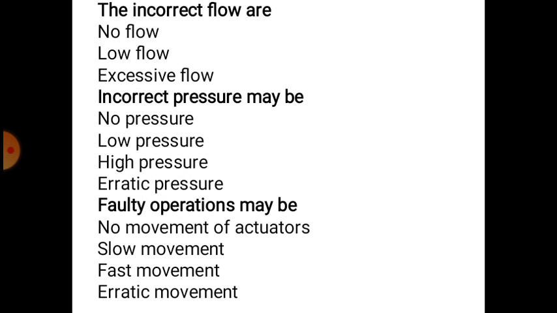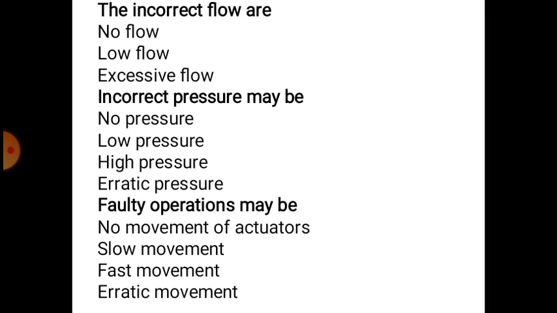The incorrect flow. There may be no flow, low flow or excessive flow. Flow of the fluid is of prime importance in the hydraulic system. It is always necessary to maintain the correct and designed flow so that the system operates at its peak efficiency. Three situations may arise, that is no flow, low flow, and excessive flow.